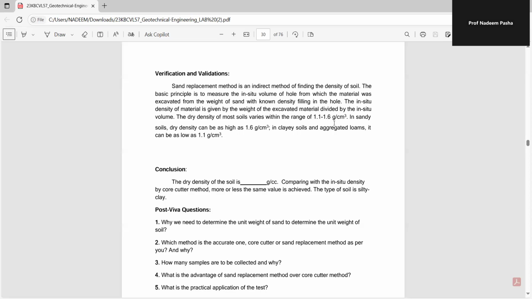So what is the conclusion? The dry density of the soil is this much gram per cc. Comparing with the in-situ density by the core cutter method, more or less the same value is achieved. So this type of soil is silty clay.